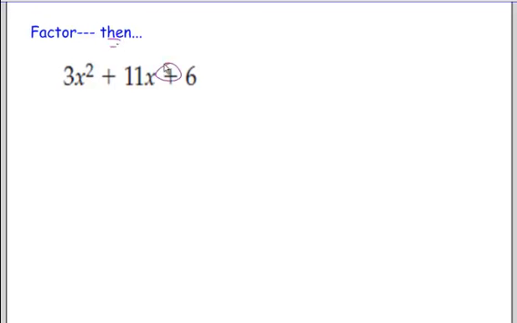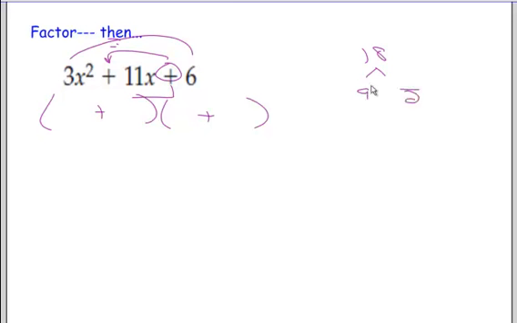So first thing we do is read this sign right here, after I check for a greatest common factor. This means signs should be the same, and they're both going to be positive, so plus plus. We're going to take 3 times 6, which is 18. We're going to take that 18, find factors of 18 that add up to 11. That is 9 and then 2, listing the greater one first.